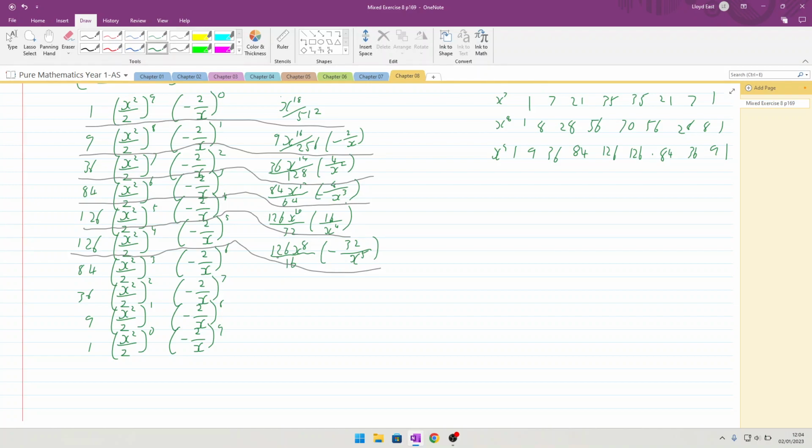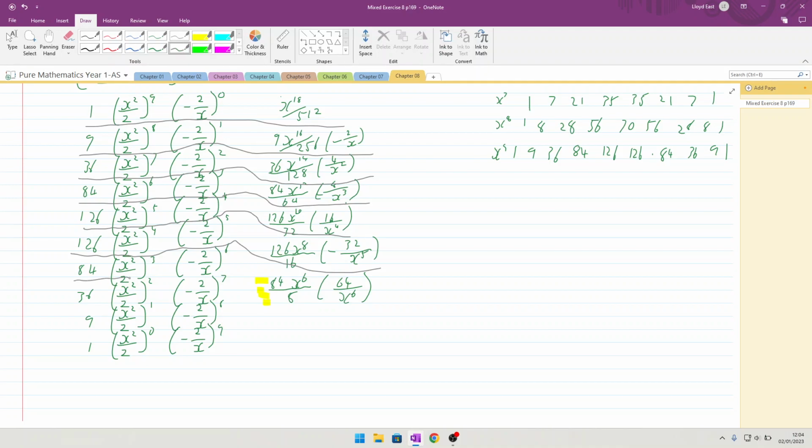Okay, so where are we at then? 126. So 84 x to the power 6 over 8 times by a positive 64 x to the 6. Now there, when we multiply those two terms, we're going to end up with a constant on it. Okay, so that one we like a lot, so we'll just give it a little mark.